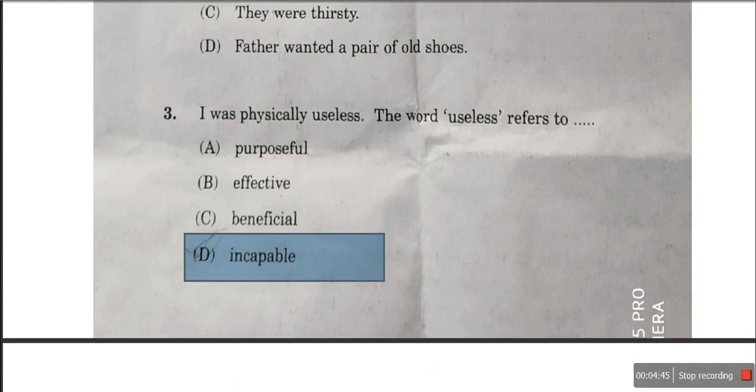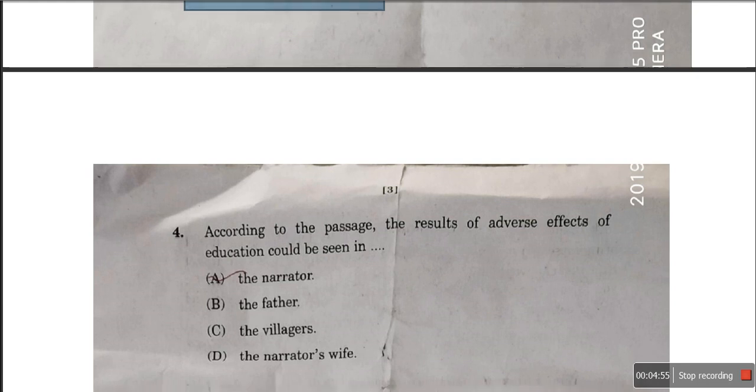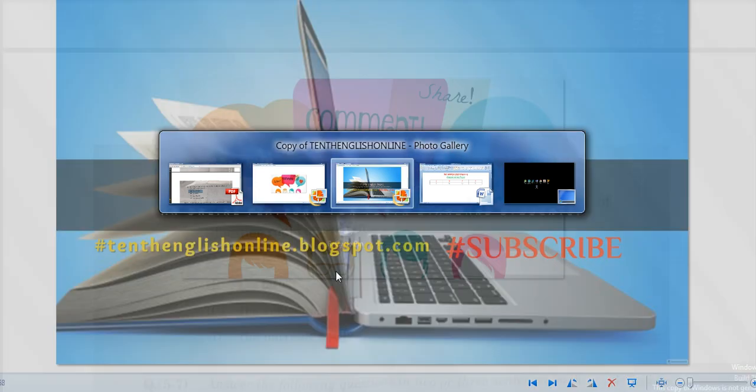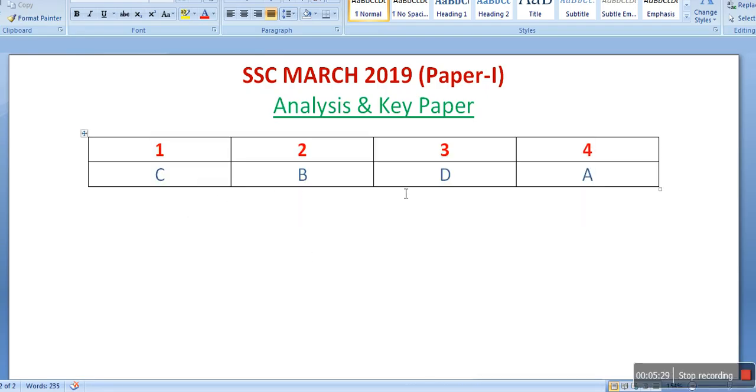And the fourth question is: according to the passage, the results of adverse effects of education could be seen in... If we are highly educated, what kind of effects and results do we face in our daily life? These are seen in the narrator's life only. So the correct answer is narrator, because as he was highly educated, he could not carry his trunk box upon his back. So it was a problem that he faced. So the answer is A. Till now we have answered questions 1, 2, 3, 4, and the key is C, B, D, A. First answer is C, second is B, third is D, and the fourth is A.